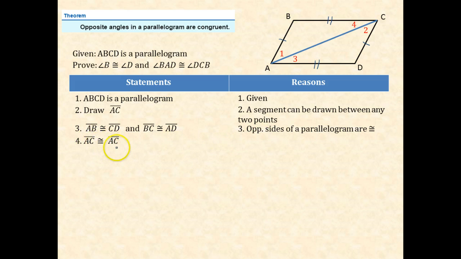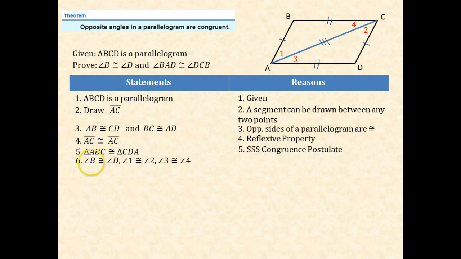We know that AC is congruent to itself. That is the reflexive property. So now we have side, side, side. So we can say that triangle ABC is congruent to triangle CDA because of the side, side, side congruence postulate.